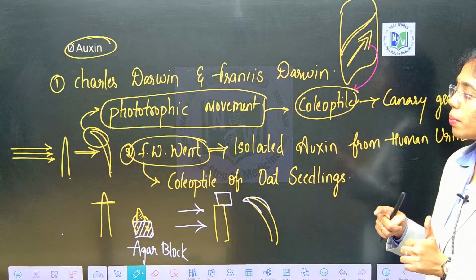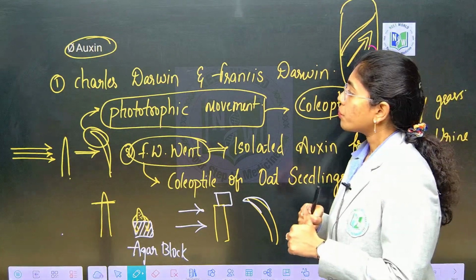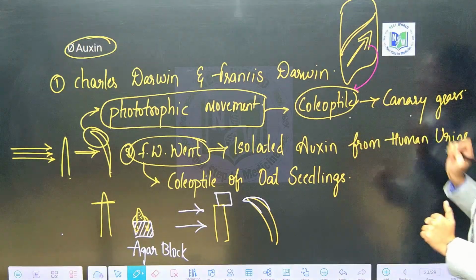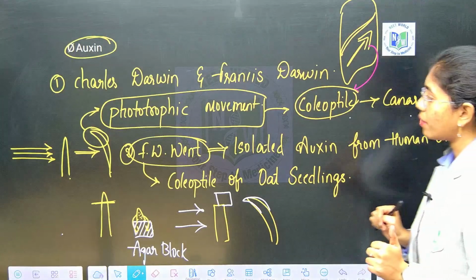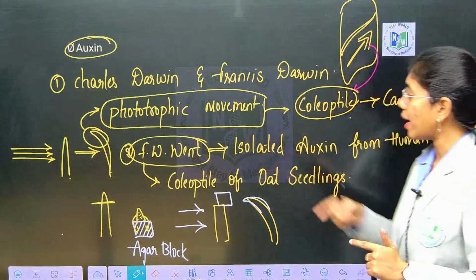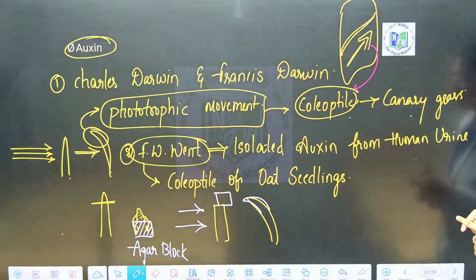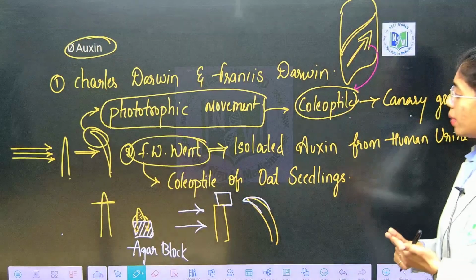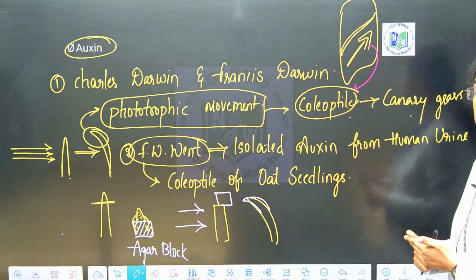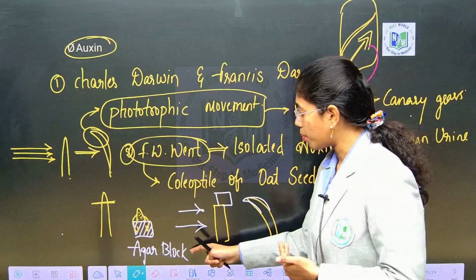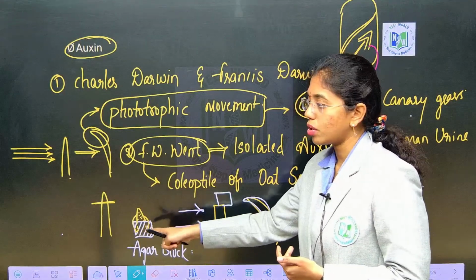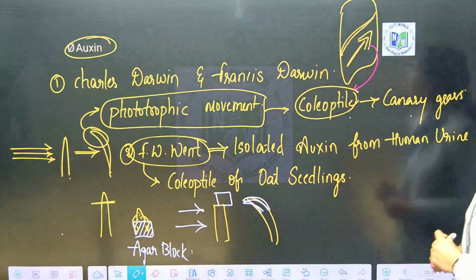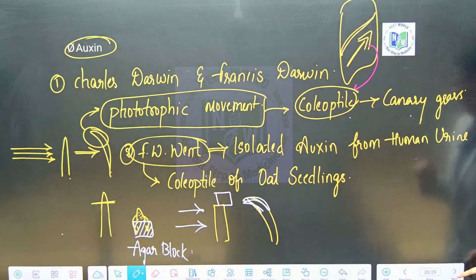What you have to remember: first, experiments were done on the coleoptile of canary grass by Charles Darwin and Francis Darwin. Second is by F.W. Went, who isolated auxin from human urine, and he performed the experiment on the coleoptile of oat seedlings by taking the agar block, and he said that these chemical constituents will travel across to give out the phototropic movement. Clear till here? You have to remember these three, very important.